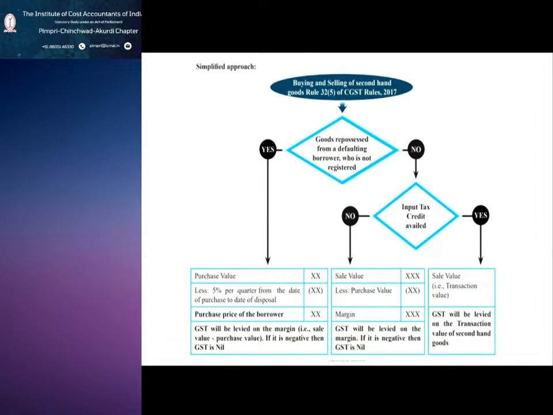Huh? Okay, so you are saying very first when he bought, huh? GST is paid. Correct.